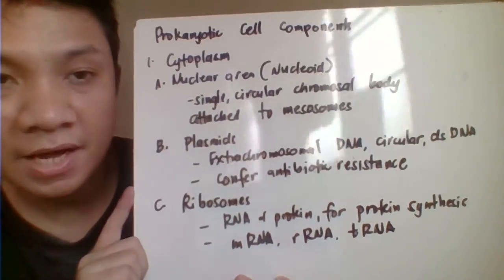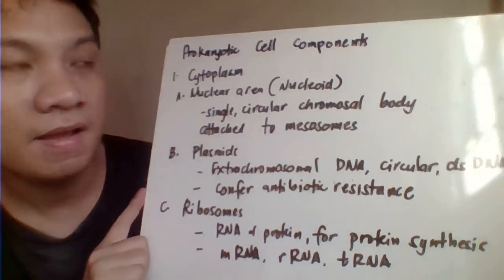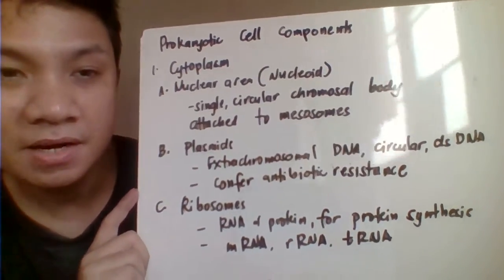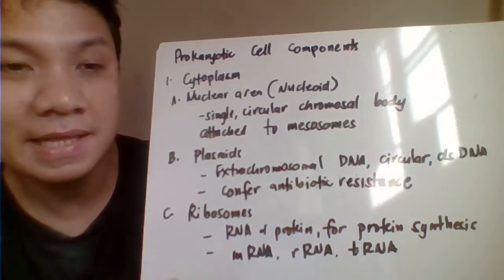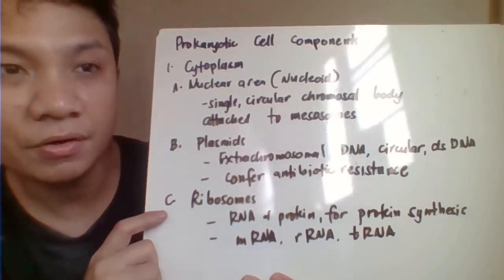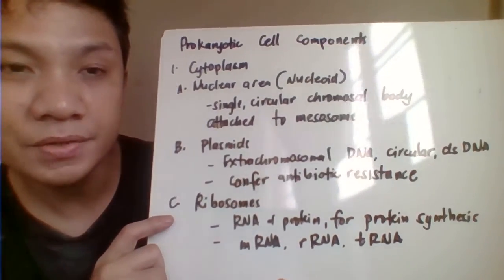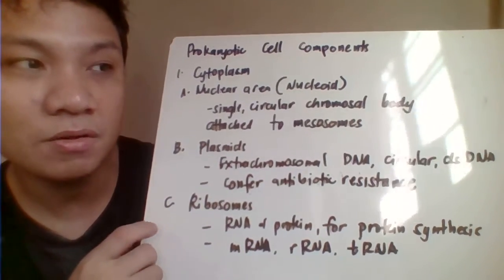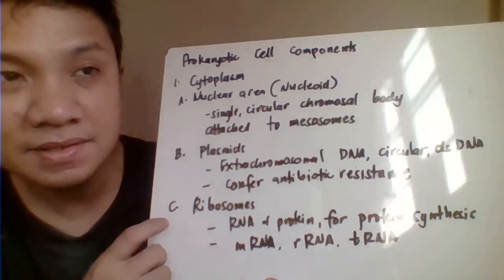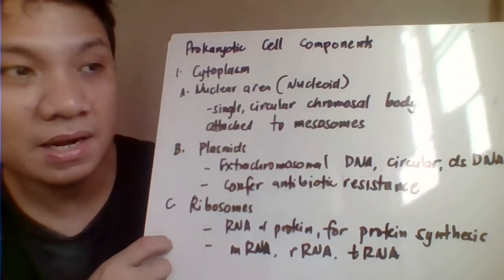Okay, now we go to the different structures here found in the prokaryotic cell. So we start here in the cytoplasm. So ano makikita natin sa cytoplasm ng prokaryotes natin? The first one, we have here the nucleoid or the nuclear area. Since again walang nucleus ang ating prokaryotes, you could have here the nucleoid found in the cytoplasm, not within the nucleus.